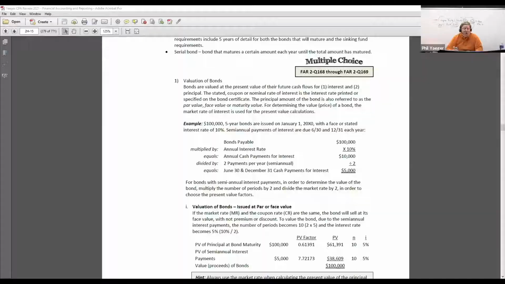Now, let's look at an example of how we would calculate the valuation of a bond, which is equal at par or face value. First of all, when are we selling the bonds? Today or in 10 years?